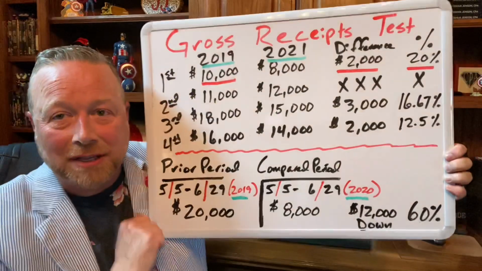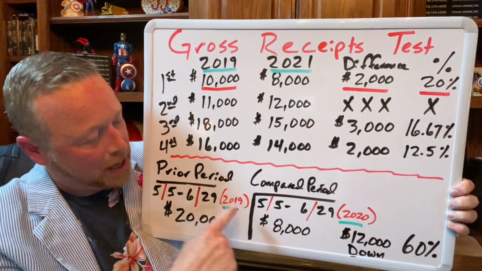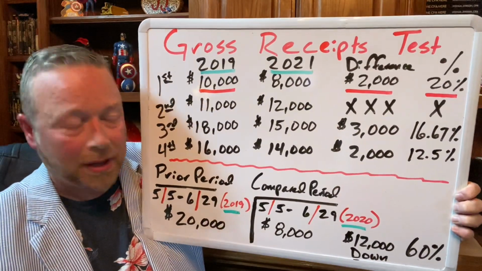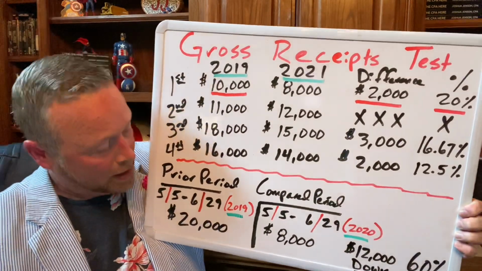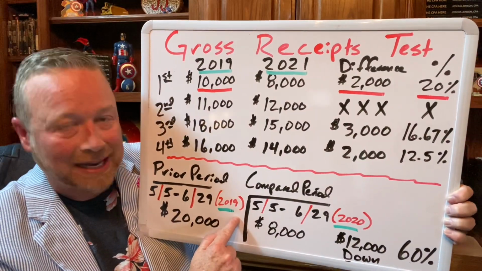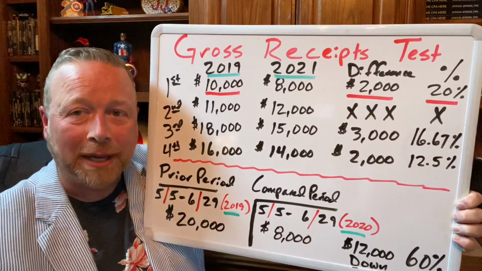Now, I'm giving you an example down here because we could pick any period out of thin air. So here I picked a period of time that's 8 weeks. So the prior period that we're comparing to in the current period. So from 5/5 to 6/29, 2019, and if we're comparing the same time period in 2020.